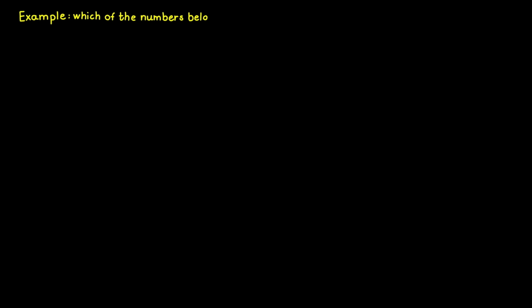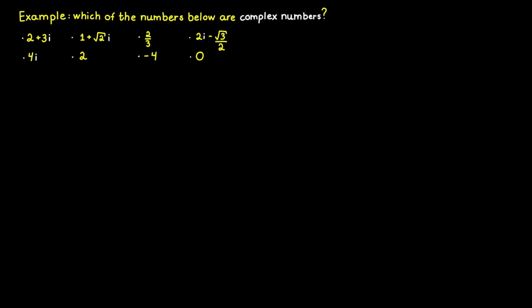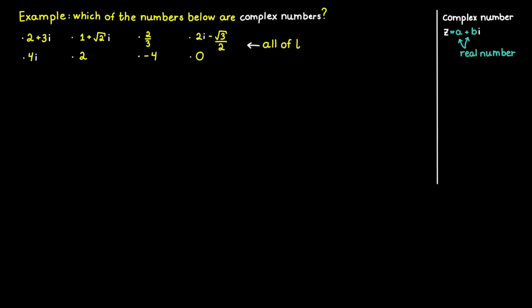Can you help me decide which of the numbers here below are complex numbers? And remember that a complex number is a number that can be written on this form here. The answer is that all of them are complex numbers. It is not, as many might think, that you need to have this imaginary part, an i, somewhere in your number. b can simply be equal to 0.